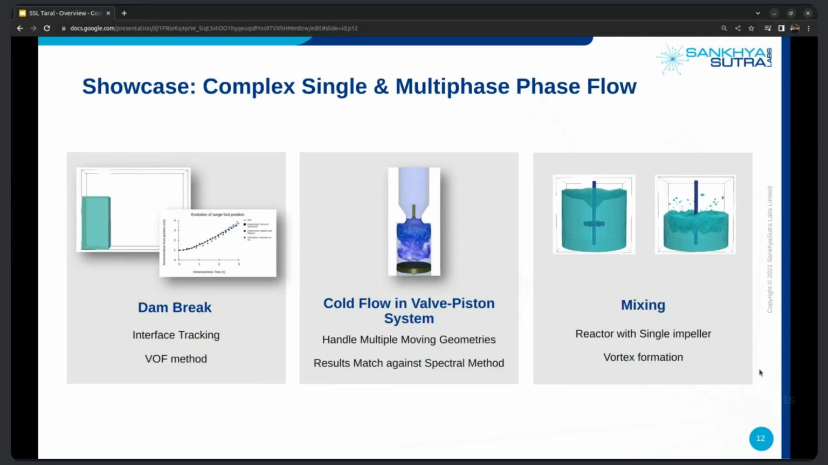So I've shown you a couple of examples here. One is of the canonical dam break problem, whereby you have a suspended fluid and then you model the interaction of this fluid with the other medium. Let's say here it was air. And we've done a simulation of cold flow in a piston valve, which has multiple moving geometries as well. And we validated our results with the spectral method, and the results match quite well.